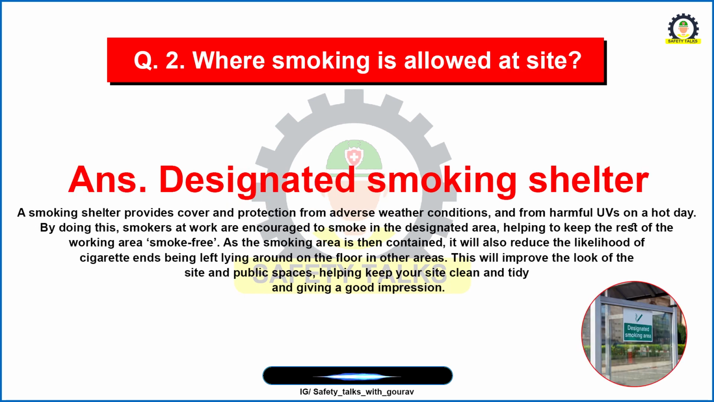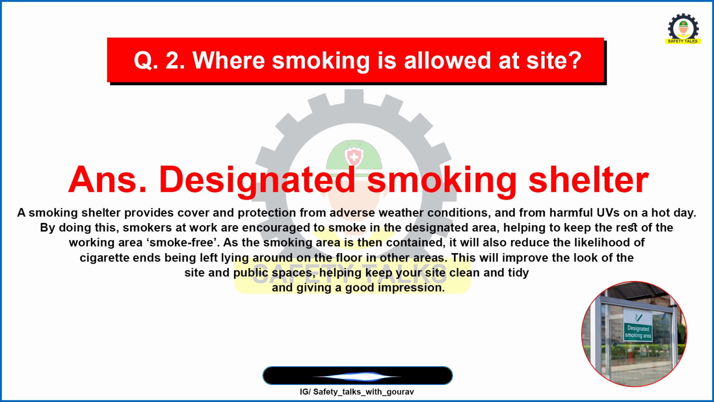The next question goes like, where is a smoking area allowed at site? The answer will be designated smoking shelters. Why? Because a smoking shelter provides cover and protection from adverse weather conditions and from harmful UV on a hot day. By doing this, smokers at work are encouraged to smoke in the designated area, helping to keep the rest of the working area smoke free.